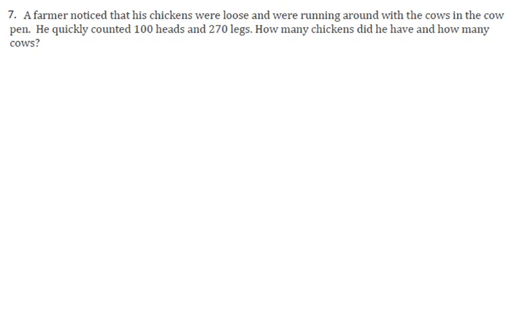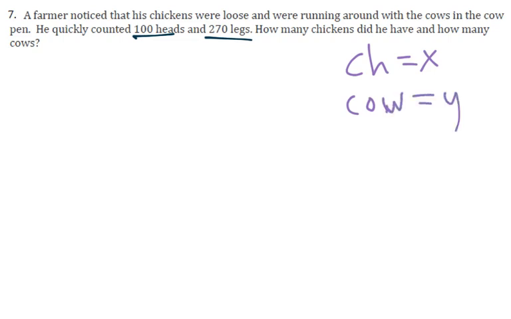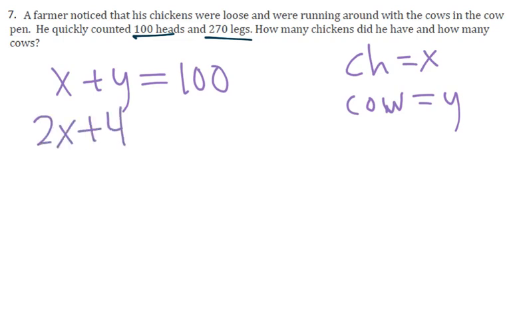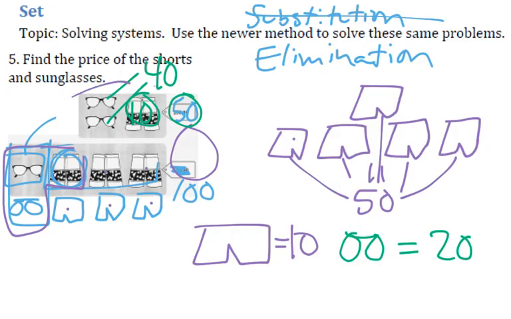Alright, chickens and cows running loose. The farmer has 100 heads, 270 legs. So last time we made some equations out of this, because it's too hard to draw that many things. Okay, so chickens we'll call X, cows we'll call Y. So I know that I have 100 heads. So if I add the number of chickens and the number of cows, it's 100. So 270 legs, I know a chicken has 2 legs, a cow has 4 legs. So I know that's 270. So it's kind of like this one.